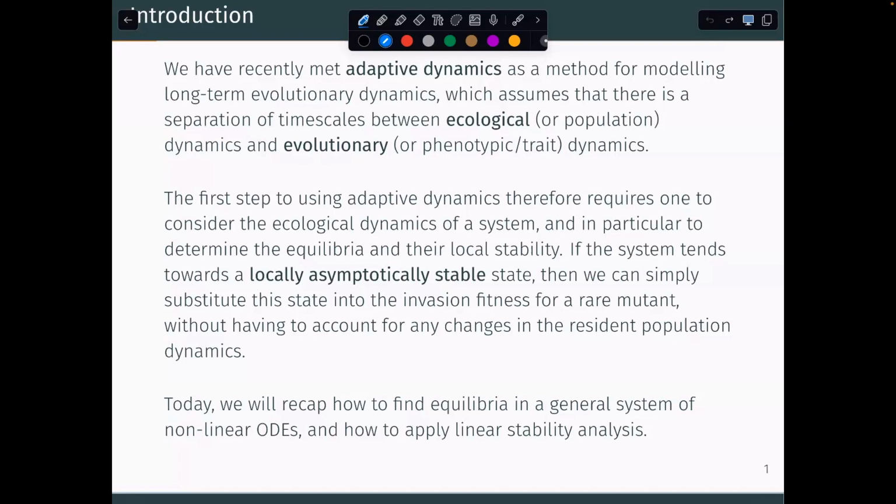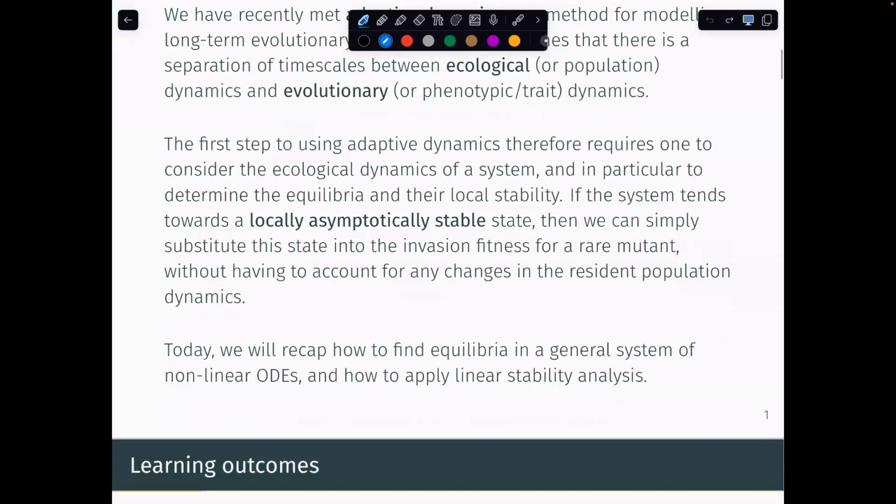So the first step to adaptive dynamics is considering those ecological dynamics, those population dynamics, and checking that there is some equilibrium which the system will tend to. In other words, that equilibrium is locally asymptotically stable. So we tend to that stable state. Then we can allow a mutation to happen and see how that rare mutant fares, whether it is able to spread or not, depending on its invasion fitness. So in order to do adaptive dynamics, we therefore need to know linear stability analysis. So we're going to recap this stuff.